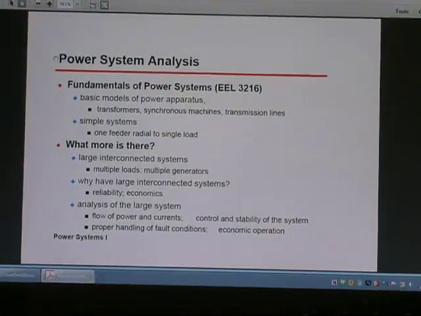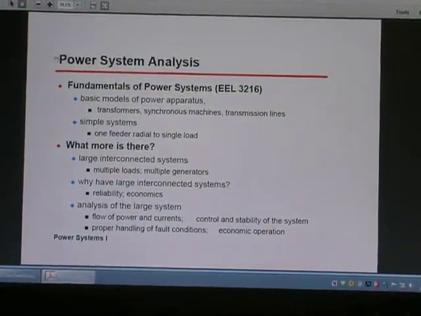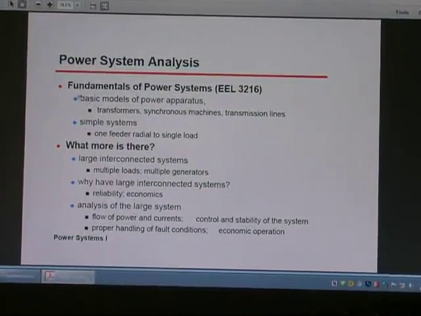We study power system analysis. Power system analysis includes the fundamentals of the power system, basic models of the transformer, synchronous machine, and transmission line, and the simple system: one feeder radiating to a single load. Power system analysis also includes the large interconnected system, with multiple loads and multiple generators.